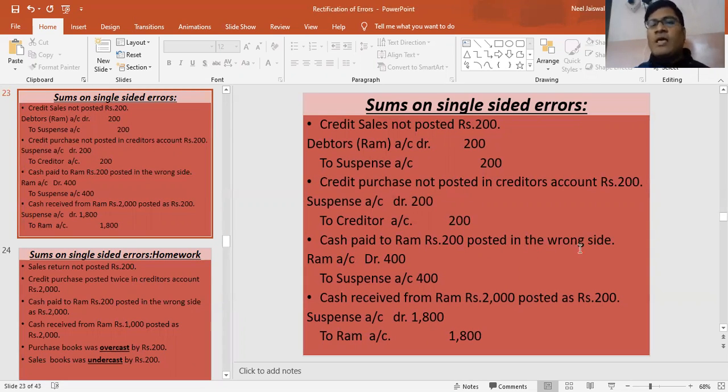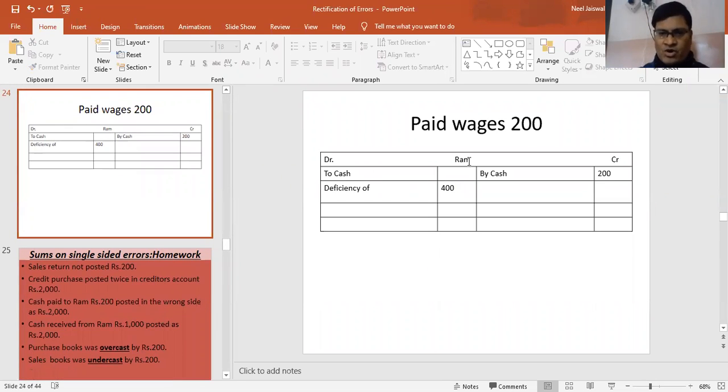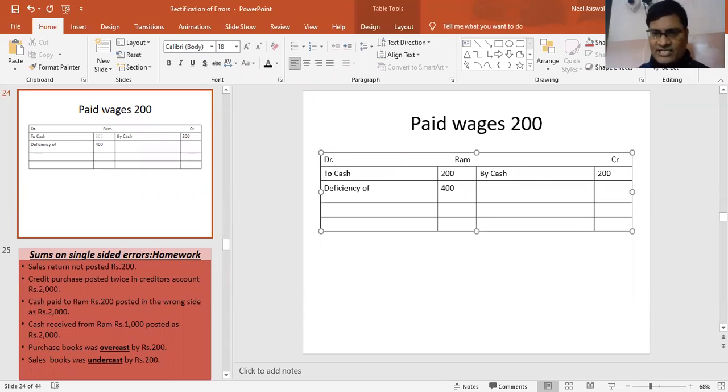Cash paid to RAM 200 posted in the wrong side. Now, very interesting. If I prepare a T format account, students, it will become very clear to you all. Try to understand this one. I should have recorded cash paid to RAM as 'to cash' in the RAM account, but the accountant has not done that. He has written it in the wrong side, in the credit side, 'by cash 200'. Now don't think that the cash account is getting affected. Cash account is correct. Over here, he has written 'by cash 200'. It is wrong; he should not have done that.